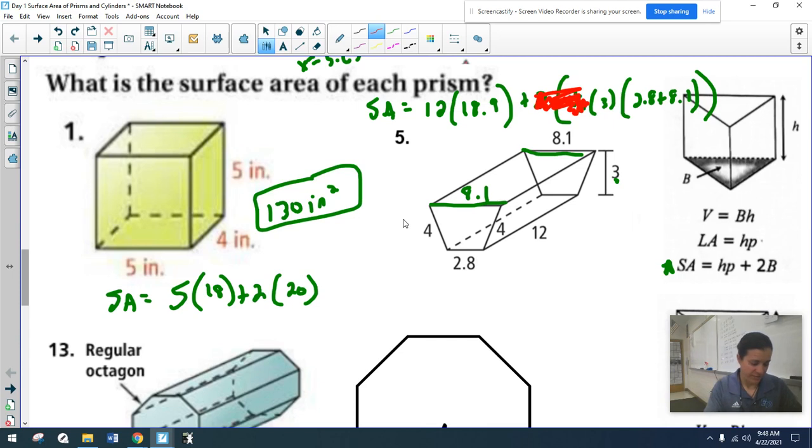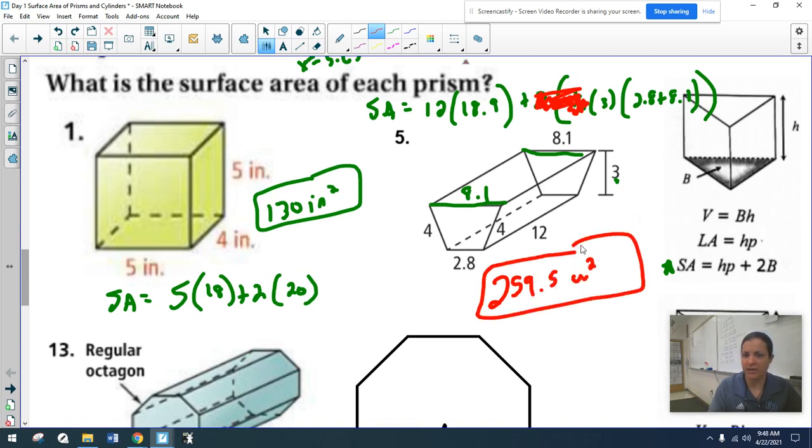So I've got 12 times 18.9 plus 3 times, and then in parentheses, 2.8 plus 8.1. So that's going to give me about 259.5. And that is units squared, since they didn't give me anything.